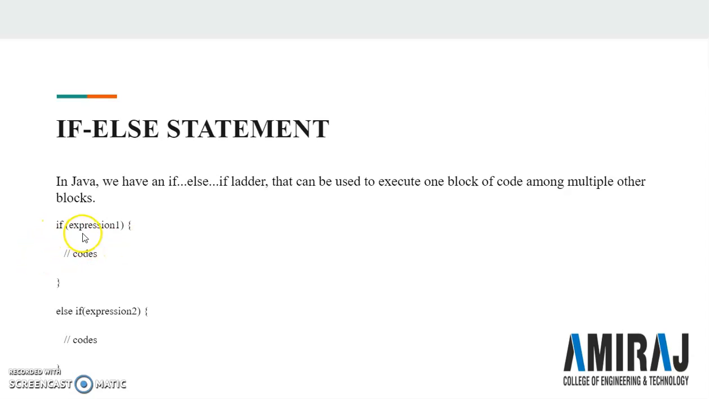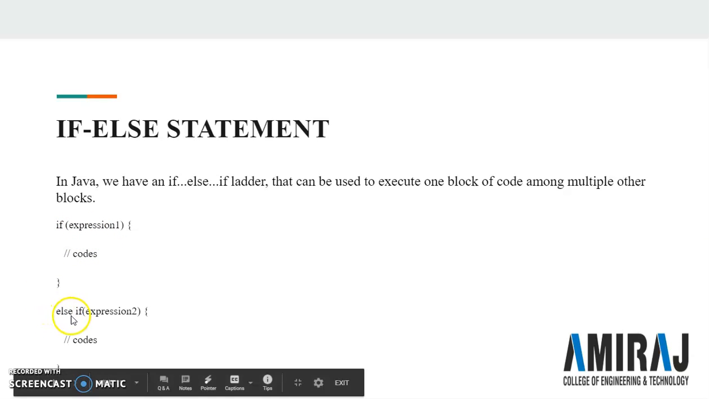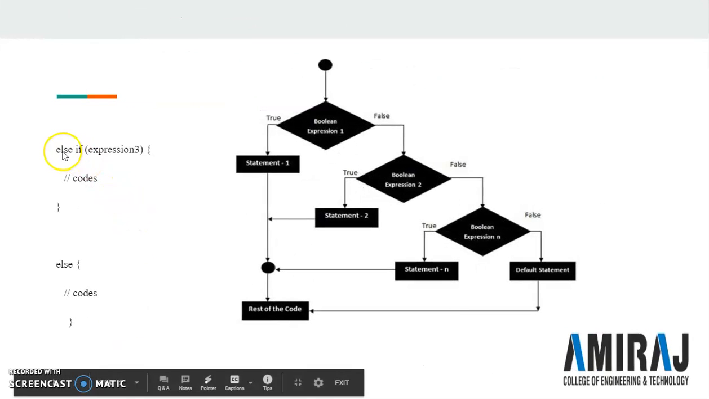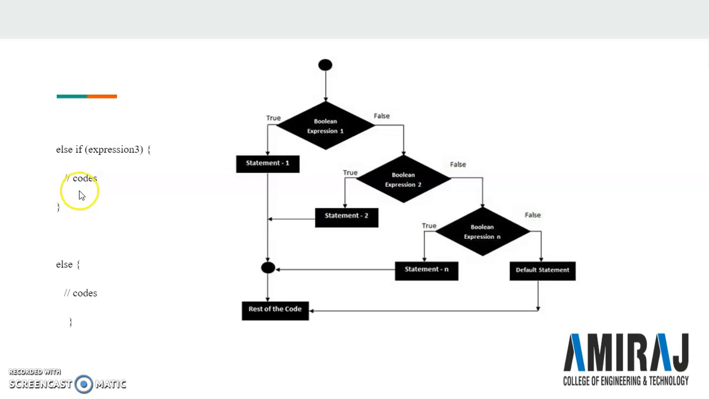See, the if statement has expression 1 and the code to be executed if the if condition is true, otherwise it will go to the else if expression 2 and code to be executed, and again else if expression 3, you have multiple conditions. So expression 3 and code to be executed, and if all of the if and else if conditions are not matched, then it will go to the else and execute the else portion. This is the flow chart of the else if statement.